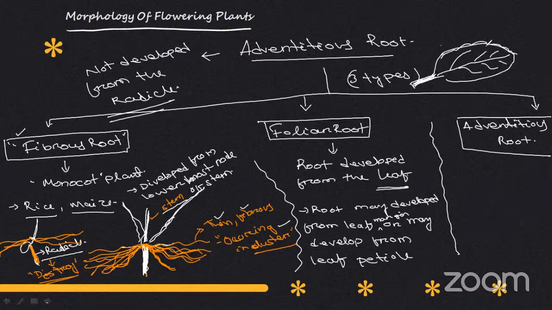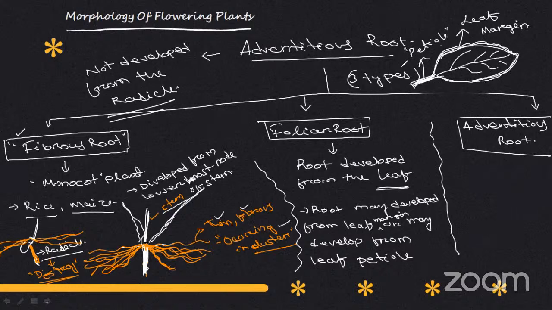Suppose this is the leaf. This edge that is present on the leaf is called your leaf margin. Okay, and this is the stalk of the leaf, that is called your petiole.